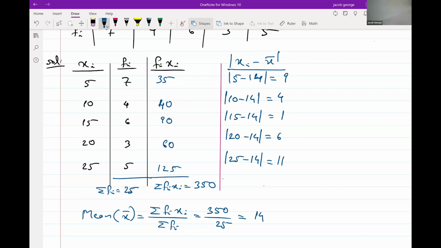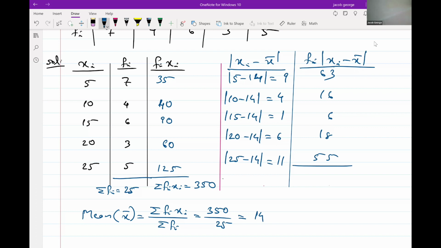For ungrouped, this was enough. But for grouped question solve, we will multiply this with frequencies. Fi into modulus xi minus x bar. Please multiply, children. 7 into 9, 63. Then 4 into 4, 16. 6 into 1, 6. Then 18, 55. Then you will add this one.